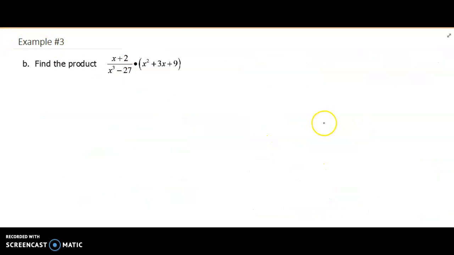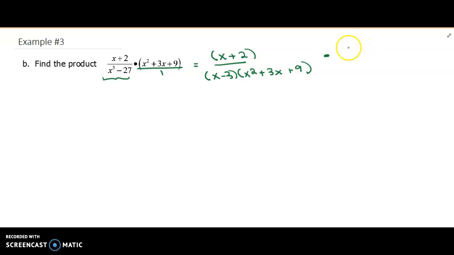All right, let's look at B for example 3. Now this can kind of complicate you, but I think a lot of you, if you just put this over 1, it'll make life a lot easier. So once again, I'm just going to simplify. This is x plus 2 over, this x cubed minus 27 is a difference of cubes. So we have x minus 3, x squared plus 3x plus 9, times, and then this here does not factor, so x squared plus 3x plus 9 over 1.